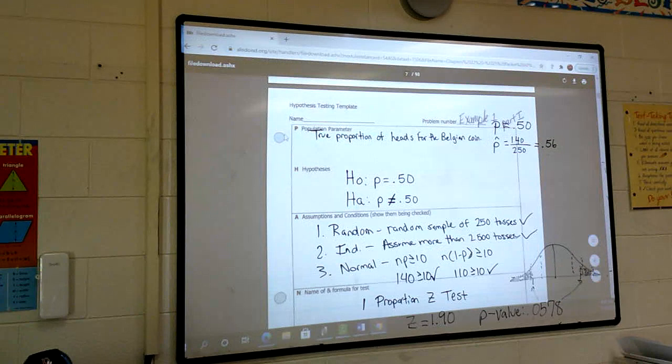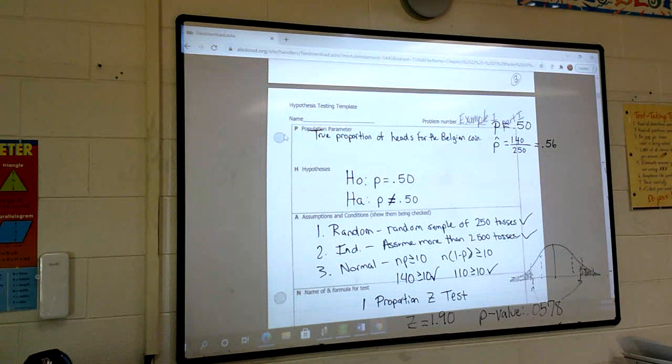So we're looking for the true proportion of heads for the Belgian coin. We assume it's 50%. In our sample, we got 140 out of 250. The null hypothesis is that it's 50%. The alternate is that the coin's not fair, so that's not 50%. We know it's random because we took a random sample of 250 tosses. We know it's independent because we can assume that we can make more than 2,500 tosses.